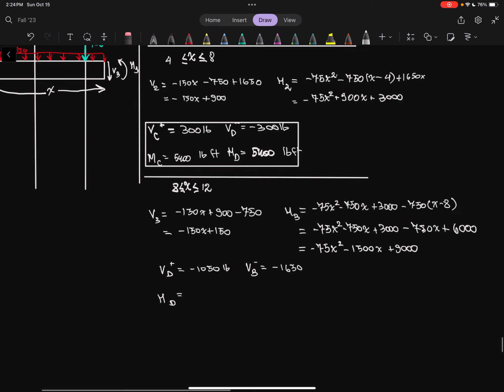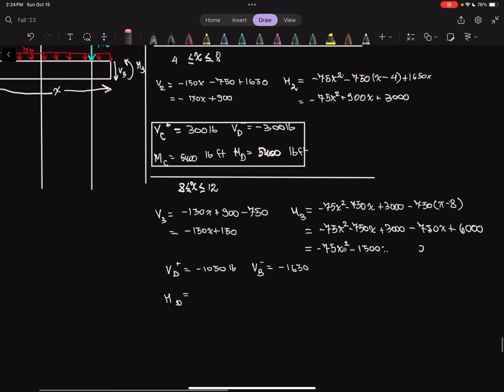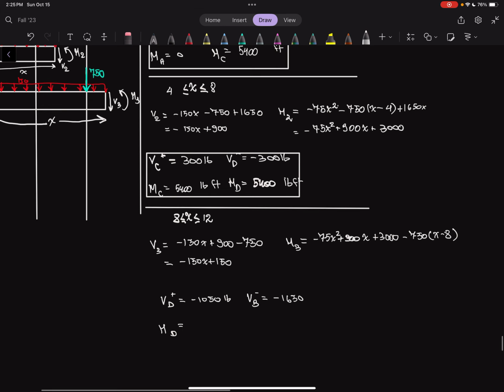And then, once we get to here, that was incorrect. Let me fix it. So that's positive 900. And then that part is correct. So you just forgot to put the reaction force.